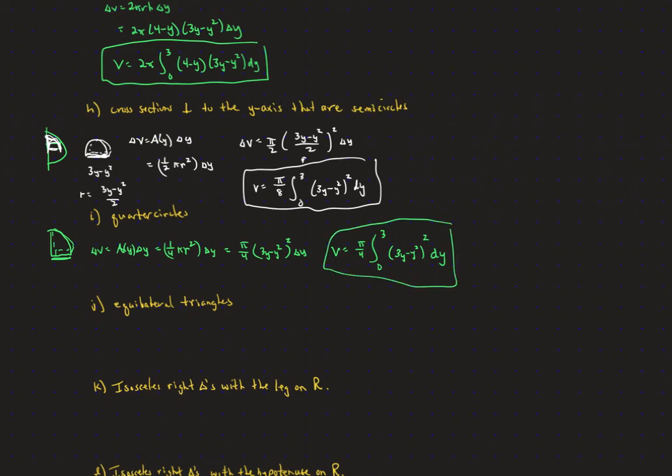Okie doke. The next one, equilateral triangles, are the hardest. So we are going to imagine that here's our parabola, there's our rectangle, and we're getting these equilateral triangles. So you have a little bit of thickness to them. Our delta volume is again going to be the area with respect to y, delta y. That's going to be 1/2 base times height times delta y.